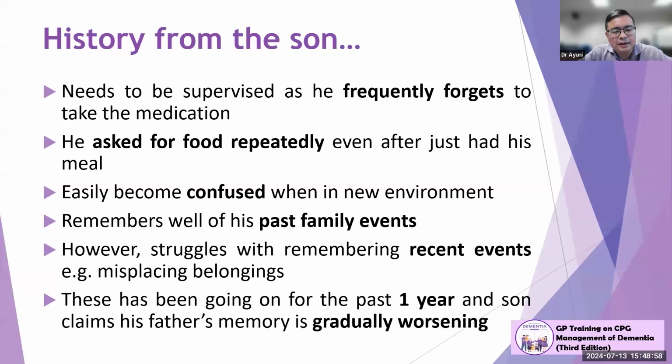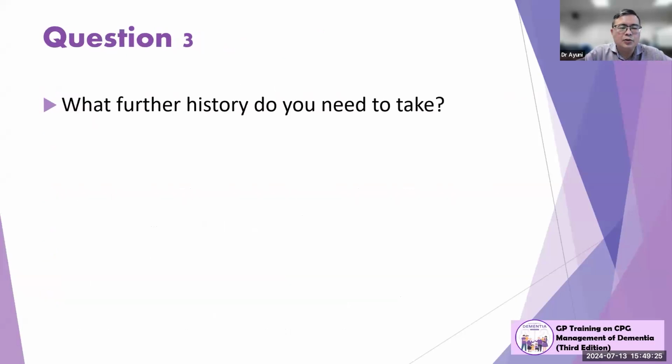Then he's still able to remember well his past family events. However, he struggles with recent events. He couldn't find his belongings because of misplacing them. That has been going on for the past 1 year, apparently. And the son claims that his father's memory is gradually worsening. So what other history do you need to take?